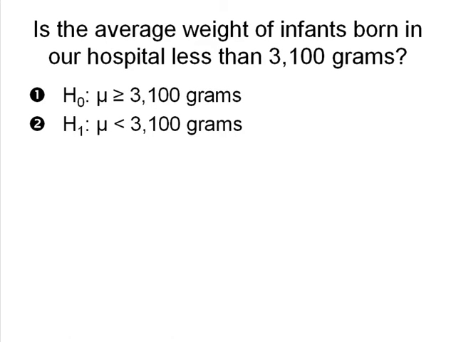For step 1, I do the H0, the null hypothesis. In this case, it's got to cover all the bases, every possibility other than what I've already covered in step 2. So if our mean is not less than 3,100 grams, then it must be either greater than 3,100 grams or it must be equal to 3,100 grams. So our null hypothesis states every possibility except for those covered by our step 2, which is our alternative or our research hypothesis. So now I'll move on to step 3.